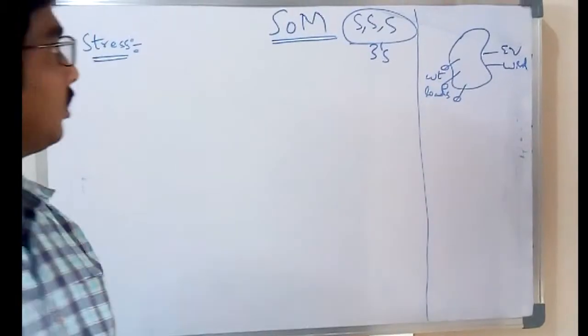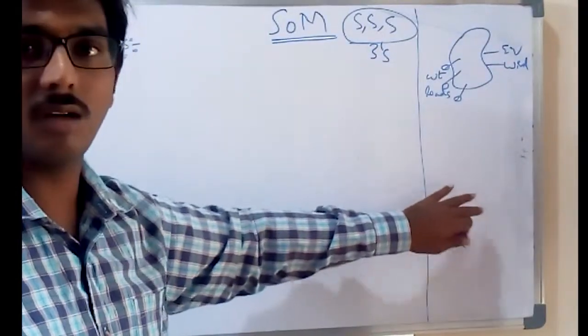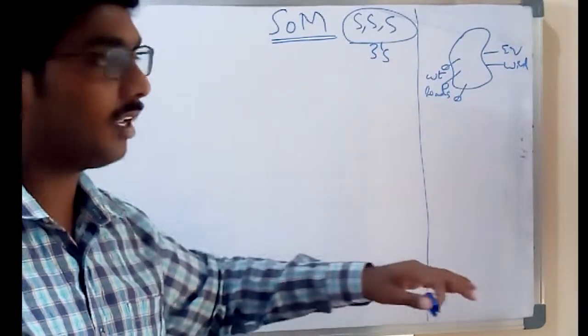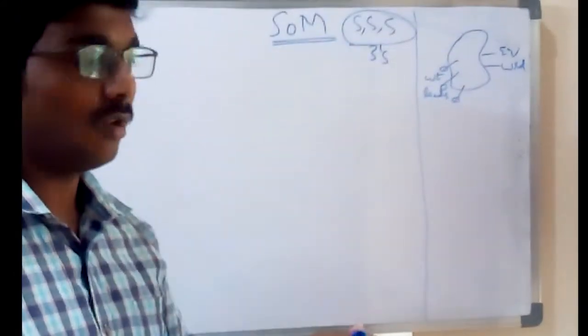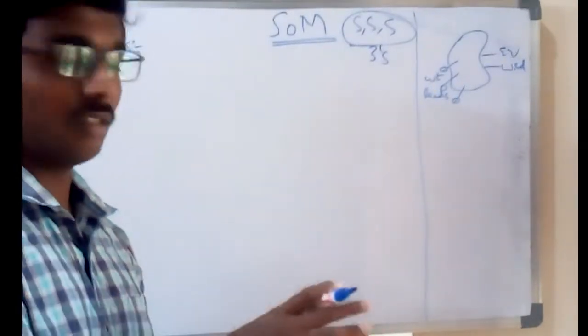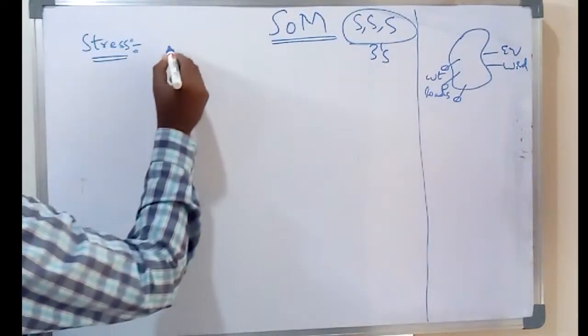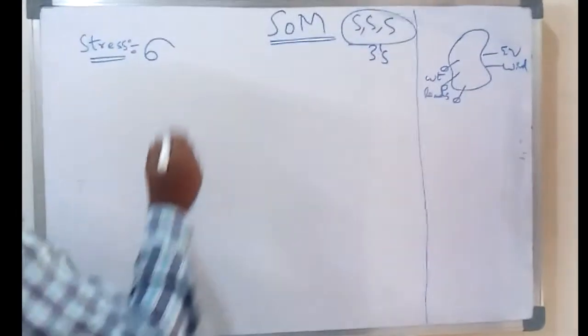Now I am going to teach you about stress. Not only building structures, we can also consider bridge structures. In a bridge structure we have an additional moving water load, so we have to calculate that moving water load in design also. First, stress. Stress is denoted by the symbol sigma. Stress is nothing but resisting force per unit area.